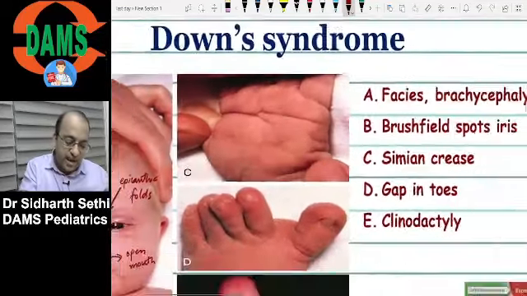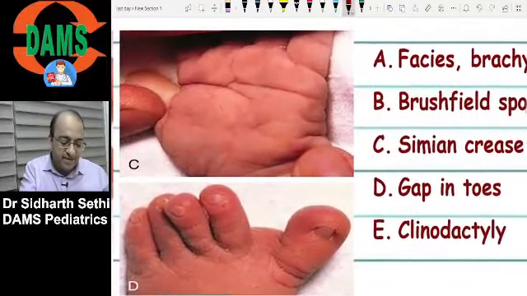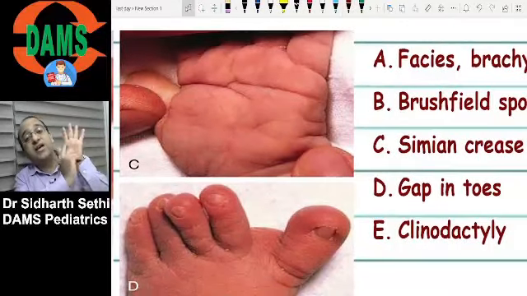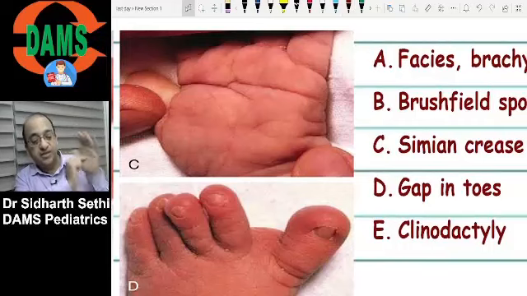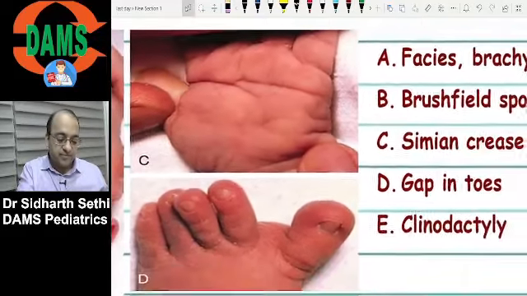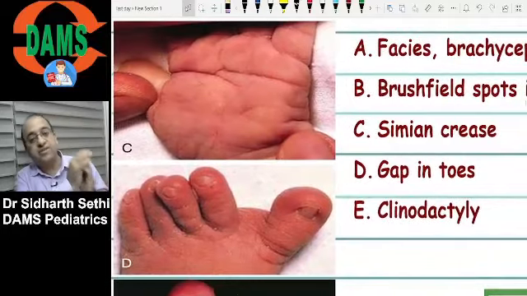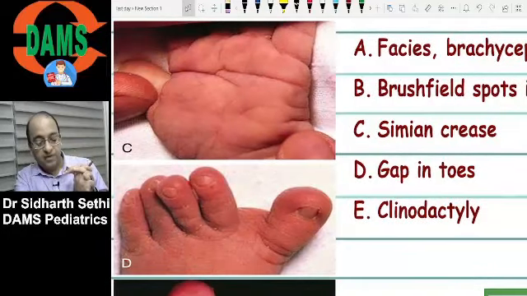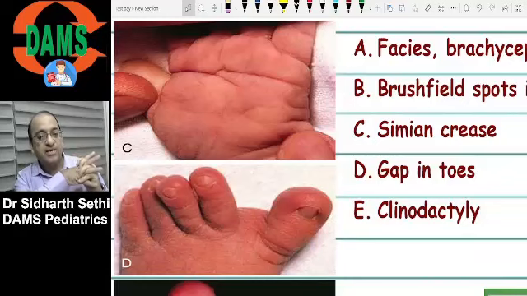Now if you look at the hands and feet, in the hand they have a single palmar crease. Can you see this? Single palmar crease. This is called the simian crease. And look at the feet. They have a sandal gap or a saddle gap.